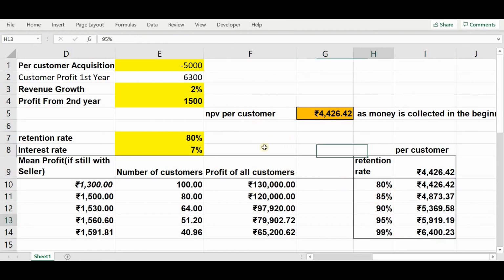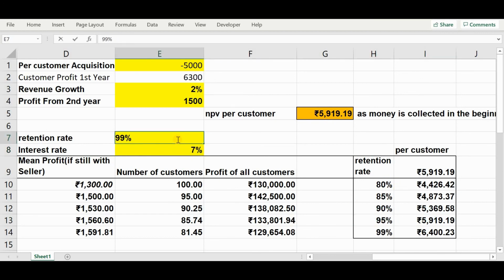Let me show you, say 95%. If you just come here and type 95%, you will get the same value, 5919, and this is also 5919. If you want to see, say the customer retention rate is 99%, it is 6400.23. I think this was a good learning. Let's meet in the next tutorial.